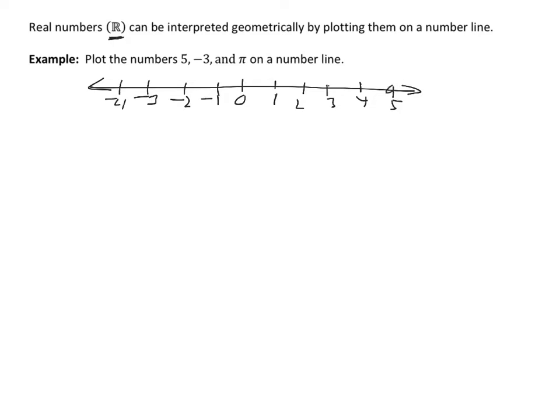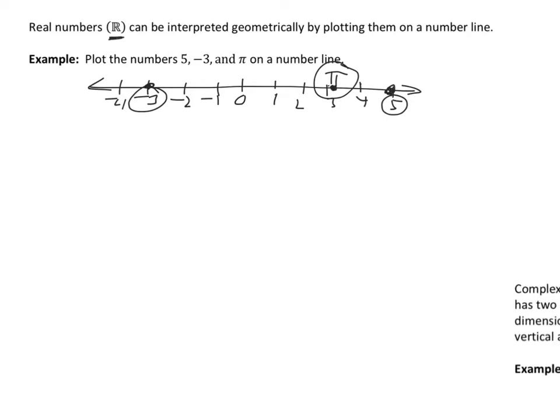And so the number 5 is right here. Yay, we found it. The number -3 is right here. Yay, we found it. And pi is 3.14. It's in there somewhere. Okay. So we have an understanding, I guess geometrically even, of what these numbers are by looking at them on a number line.